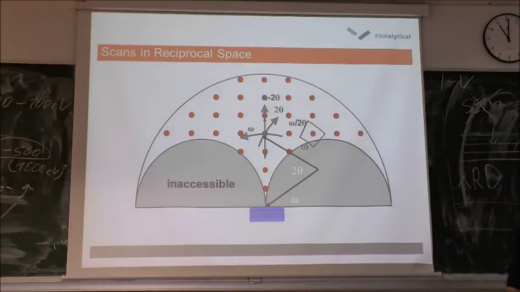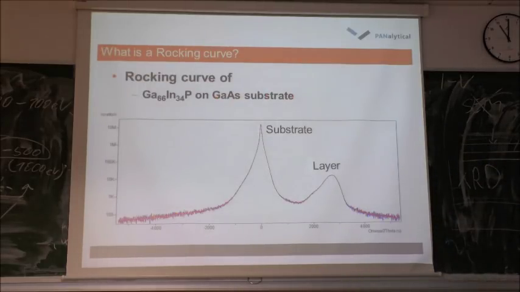Sometimes people describe full width at half max from normal 2 theta theta scans, but this is actually not done in the thin film community. In the thin film community, they calculate these values out of rocking curves.